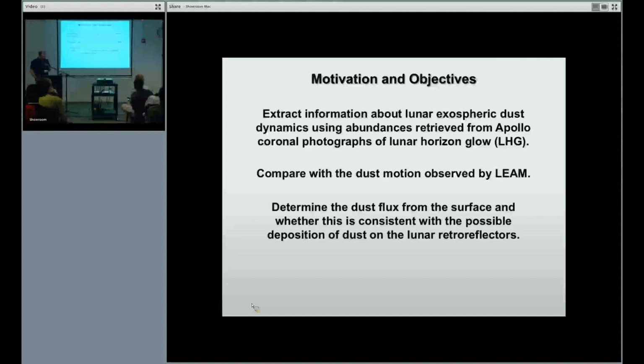And then once we've done that, we can determine the dust flux from the surface, and we can ascertain whether or not that dust flux is consistent with the retroreflectors being coated with dust. And then we can briefly assess some of the wider implications of that dust transport.